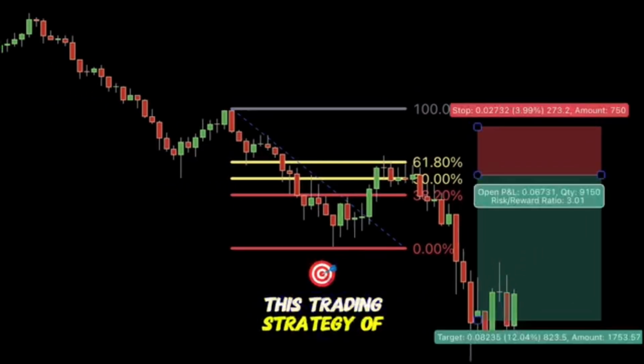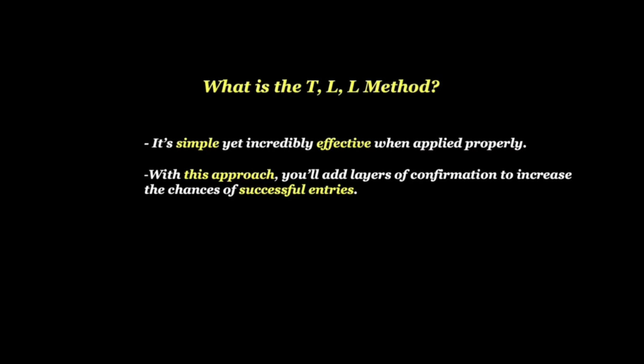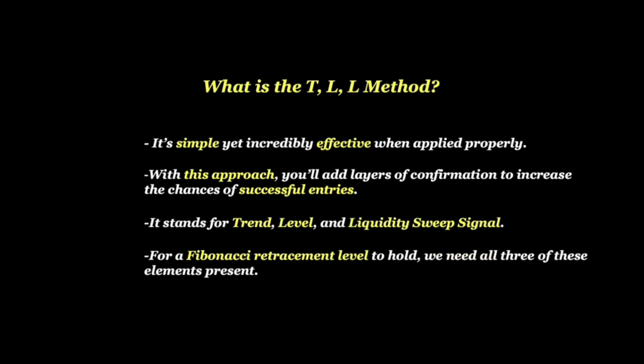This trading strategy of entering within the 50% and 61.8% Fibonacci levels can work, but I don't recommend relying on it alone. Let's dive into how the TLL method works and why it can improve your trade entries in trending markets. Let's go over what the TLL method means. It stands for Trend, Level, and Liquidity Sweep Signal. For a Fibonacci retracement level to hold, we need all three of these elements present.